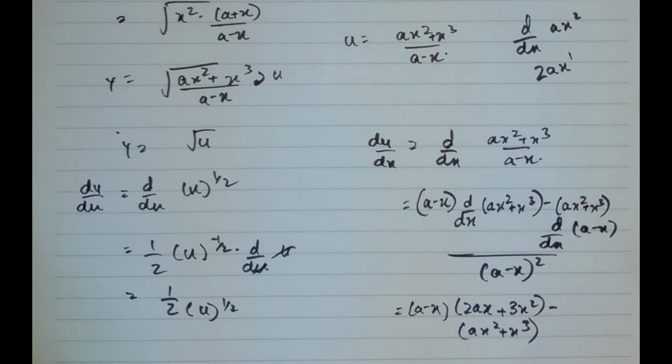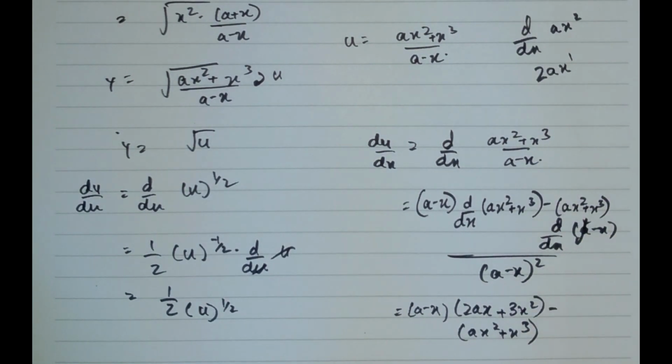Now what would be the derivative of a? Essentially it is a constant, so the derivative of any constant is equal to 0. So we do not have to care about it. Now what would be the derivative of negative x?